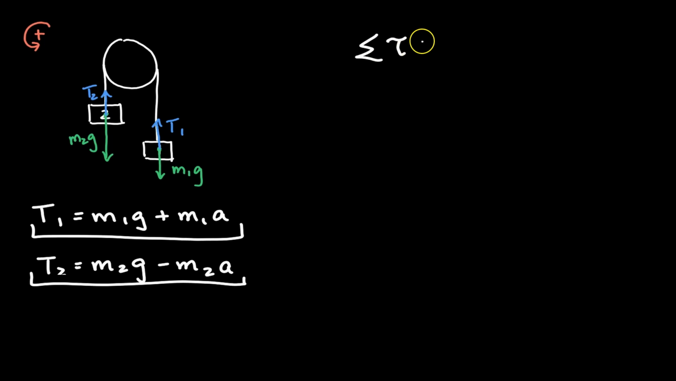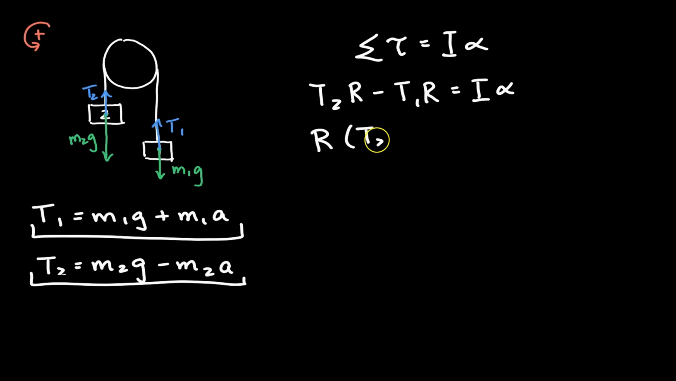Next, we're going to apply net torque is equal to I times alpha. The net torque acting on the pulley is the torque going in the positive direction minus the torque going in the negative direction, and that gives us T2R minus T1R is equal to I times alpha. Factoring out the R, we get R times (T2 minus T1) is equal to I times alpha.